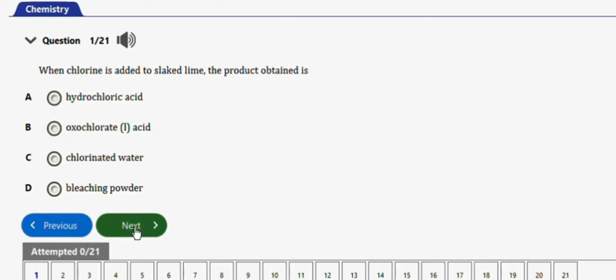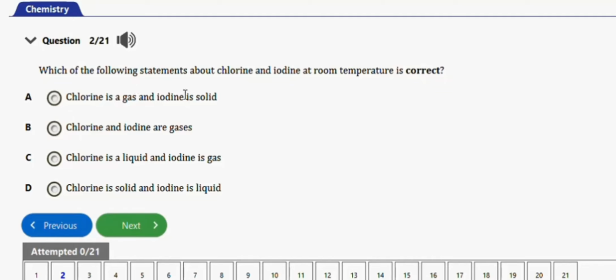The next repeated question will be this one. It says, which of the following statements about chlorine and iodine at room temperature is correct? Chlorine is gas and iodine is solid. Yes, this is the right answer. It's not option B, it's not option C, it's not option D. So the right one is option A. Chlorine is gas and iodine is solid. That's it for this question.